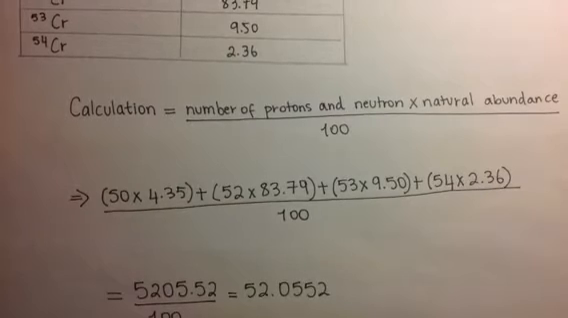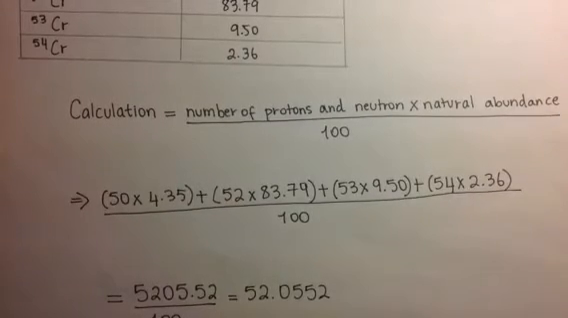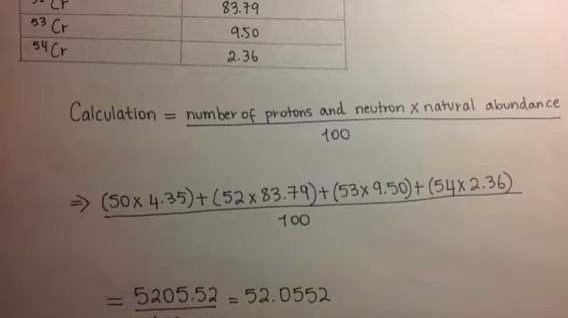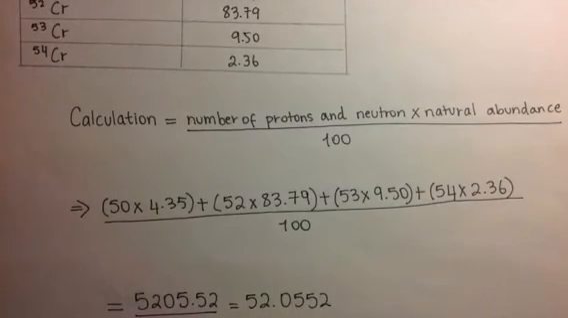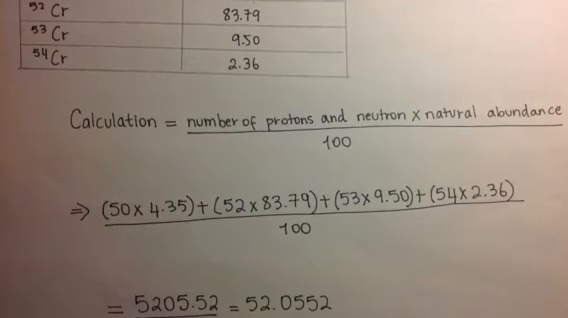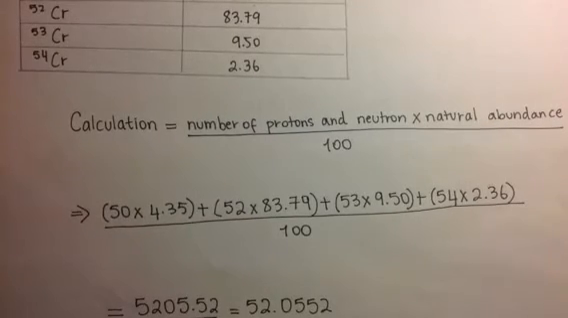Now I will talk about the calculation. As you can see in the picture, the relative atomic mass equals the number of protons and neutrons times natural abundance divided by 100. Let's look at the example.